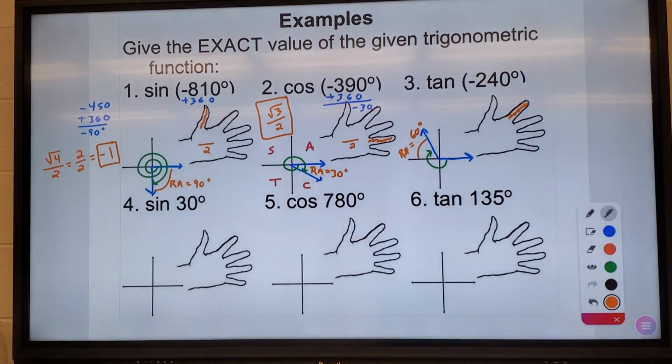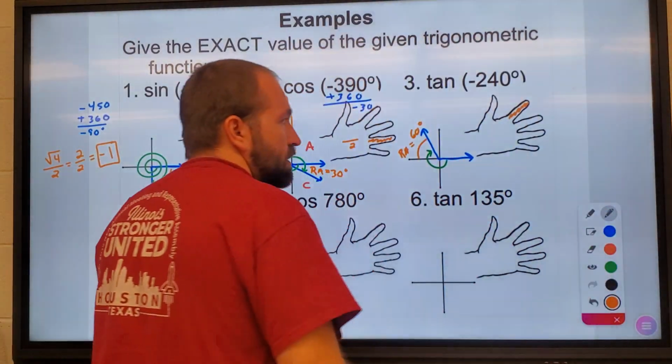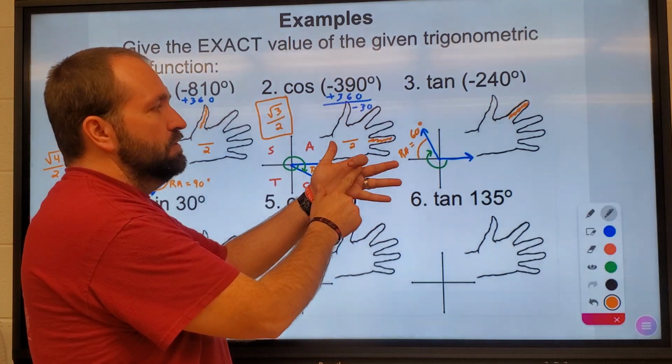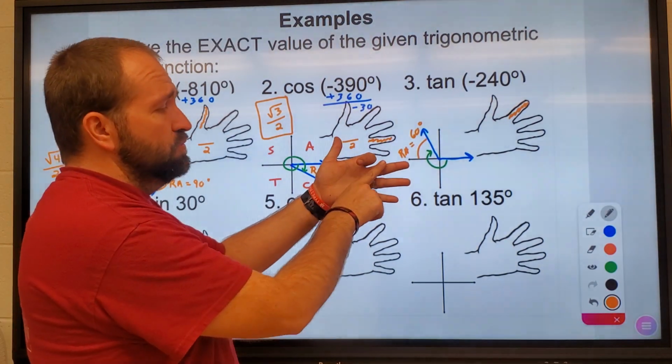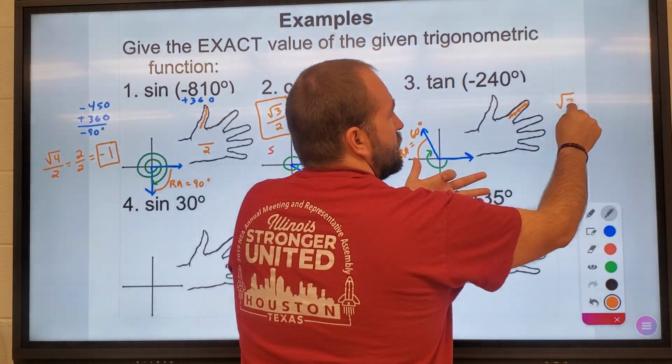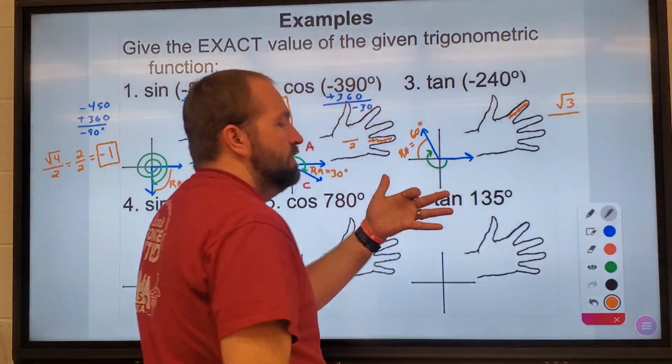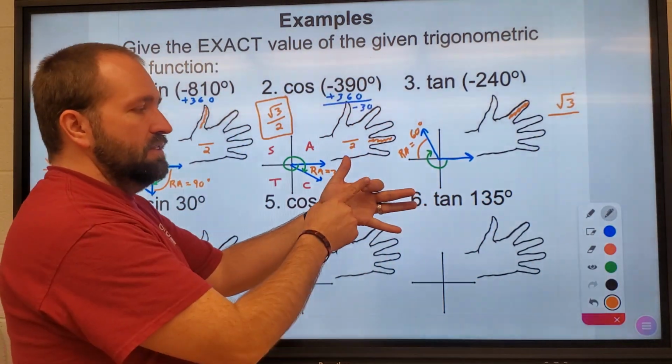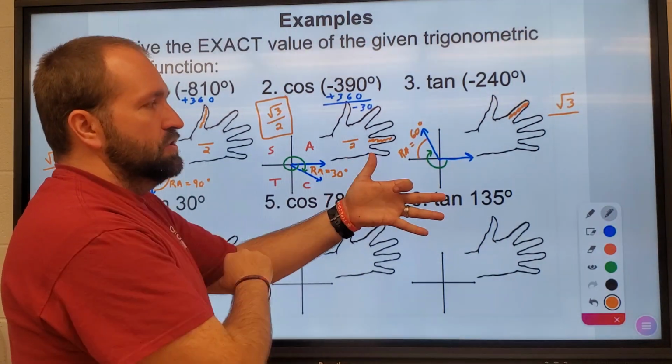Again, I am focused on tangent here, which was the square root of the fingers below divided by the square root of the fingers above. I don't have that over 2 in the middle here. So if I put down that 60-degree finger, square root of below is 1, 2, 3. So square root of 3 divided by the square root of above. Again, leaving my 60-degree finger down, the square root of 1.